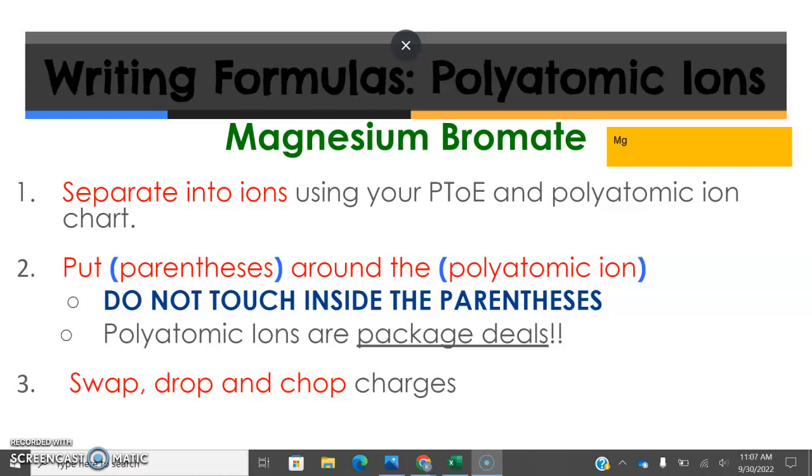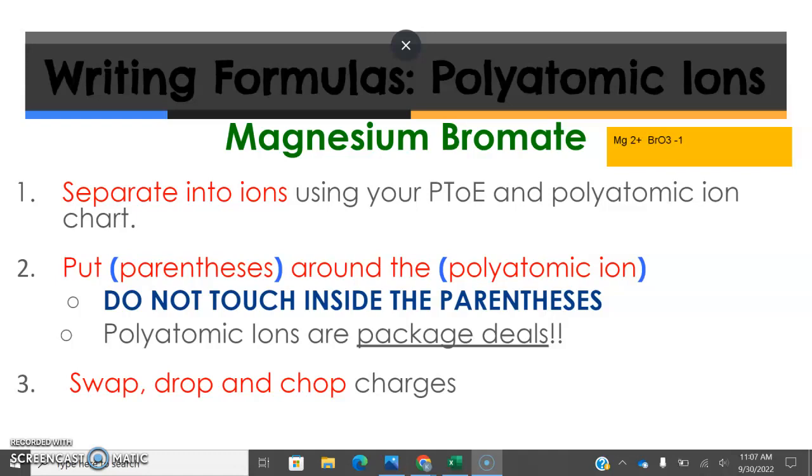You will have to find bromate and then find the formula for that anion, which is going to be BrO3, and then the charge is going to be minus. Okay, so the charge on the bromate is -1. The charge on the magnesium is 2+.